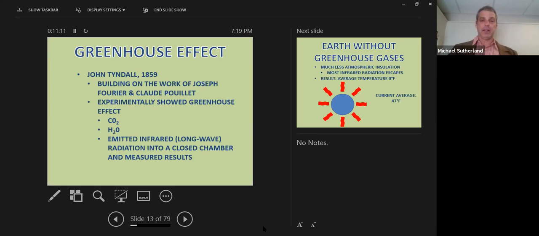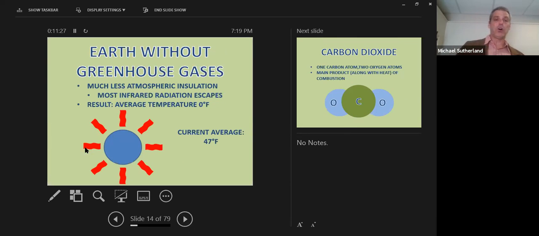And he found easily the best heat retention was by these so-called greenhouse gases, carbon dioxide, water vapor. And so he was the first one to really identify this as an actual chemical reality. So to extrapolate this to the entire planet in terms of the importance of greenhouse gases, if there were none, the Earth would be considerably colder than it is now. It'd be well below freezing, 0 degrees Fahrenheit. So it wouldn't be survivable for most life, or for certainly most large forms of life like us. We'd find it very difficult.